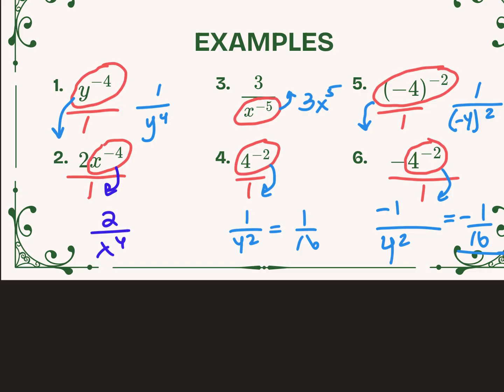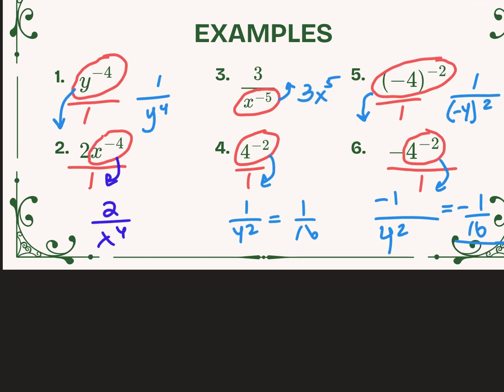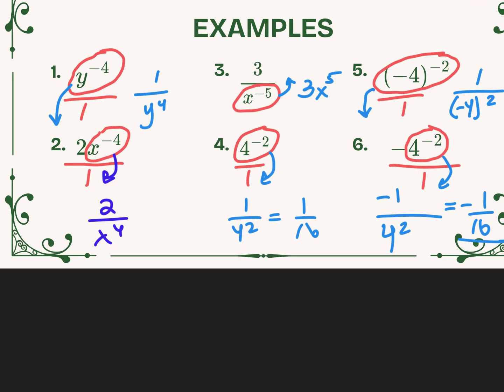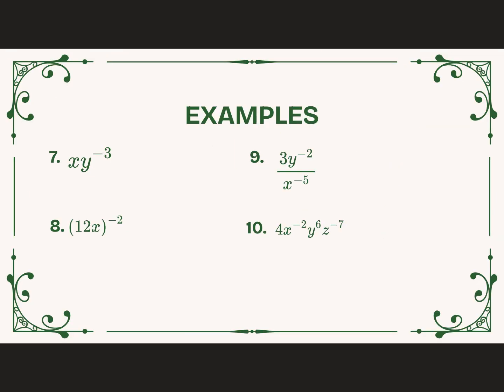You only move what's attached to the negative exponent. You do not have to circle like I am. I just think it's helpful to circle so you see what needs to move and what needs to stay put. Does that make sense a little bit? Yeah? Okay. Moving on. We're almost done.